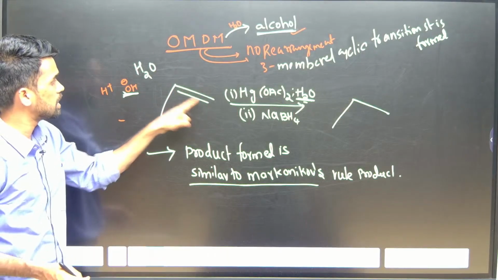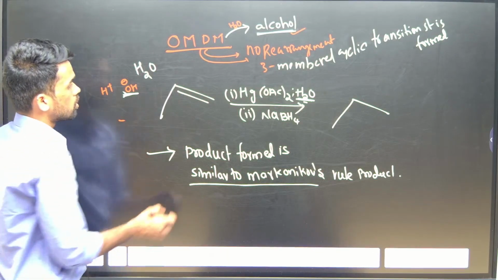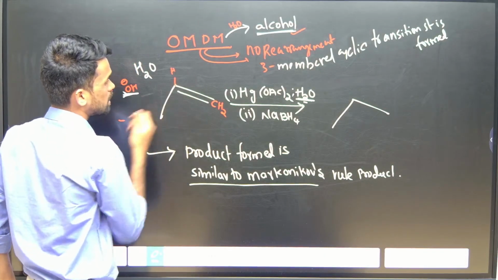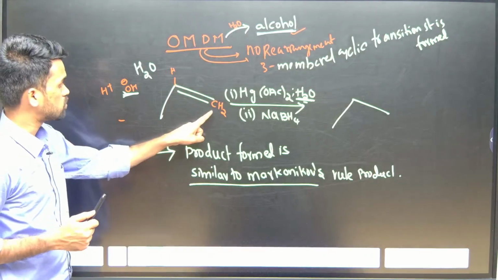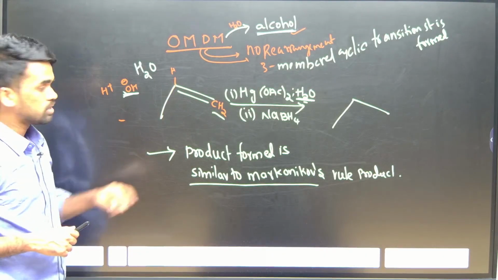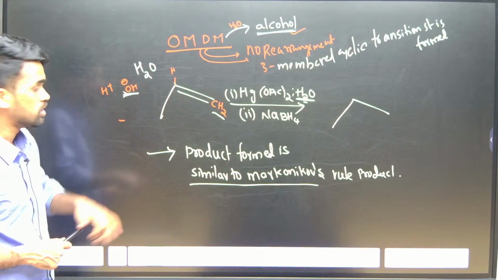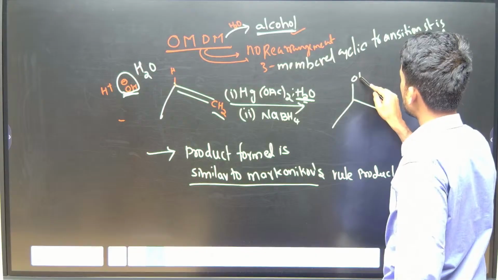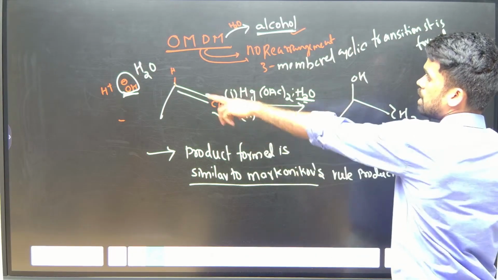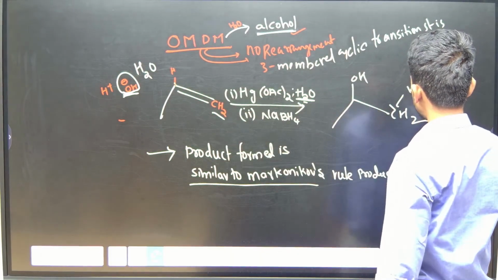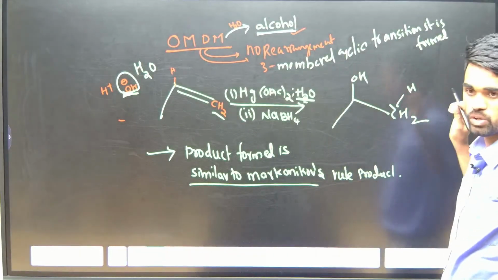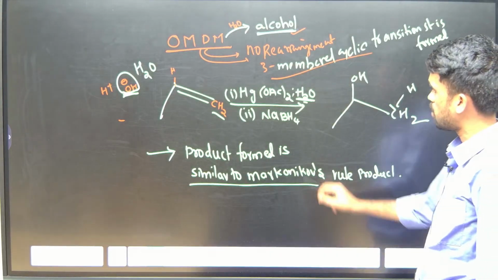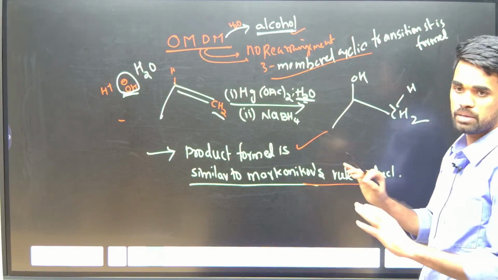Which carbon is containing the least number of hydrogens out of these two carbons having the double bond here? Here there are two, here it is one. This middle one is having only one hydrogen. There you need to add this OH group. So you will get the OH group here, and this carbon will get that hydrogen, CH2H, that's it. This is what you need to remember. There is no rearrangement. A three-membered cyclic transition state is formed. The product formed is Markovnikov.